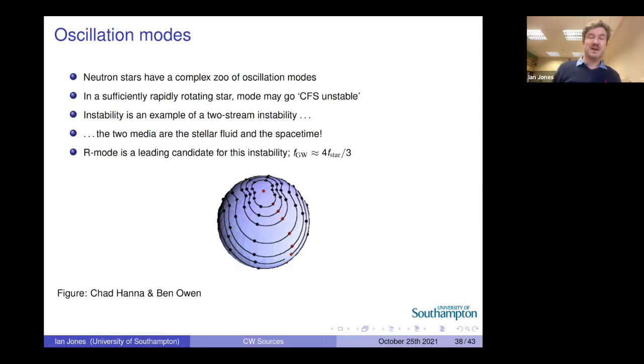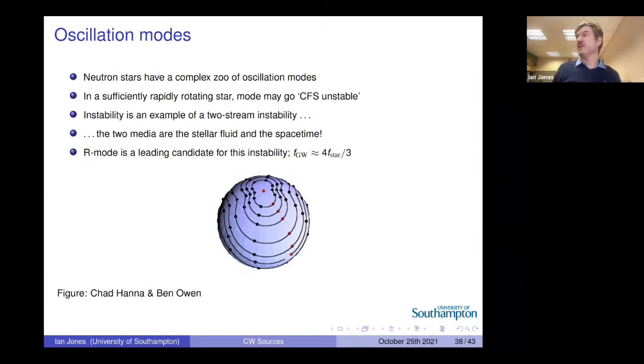This is a rotating star. This pattern, if we were looking at an animation, we'd see it going round and round and round. So that would be us sitting in the inertial frame, and there'd be gravitational waves as a result. But if we were sitting in the frame of the star, we'd see that pattern going in the opposite direction. And it's this difference in the pattern speed between the inertial frame and the rotating frame that gives rise to the CFS instability. So that was a rather nice explanation for what was going on here.